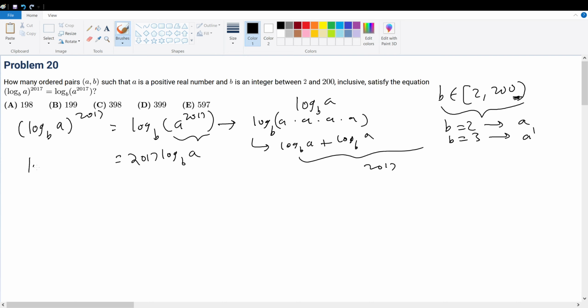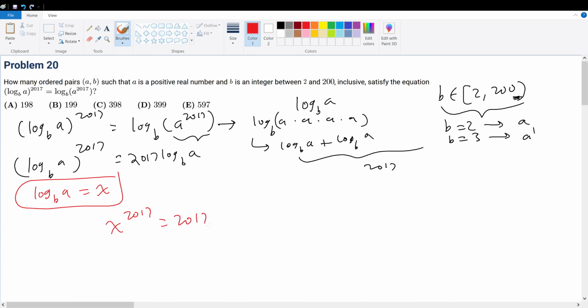So this is going to be equal to log base b of a raised to the 2017th power. I share a common term right here, so I hate writing it in terms of log base b of a, so let's write it instead as x. Let's assume log base b of a is equal to x. If that's the case, then x to the 2017 is 2017 times x. If we divide x on both sides, x to the 2016 is 2017. So x is equal to 2017 raised to the 1 over 2016th power.